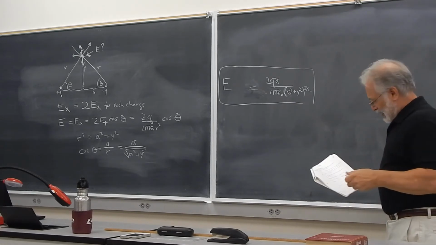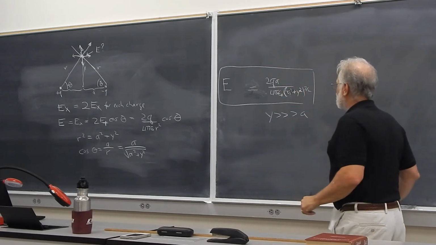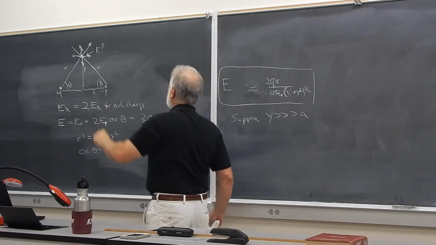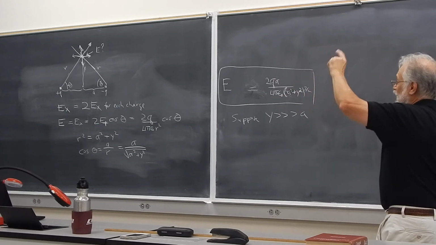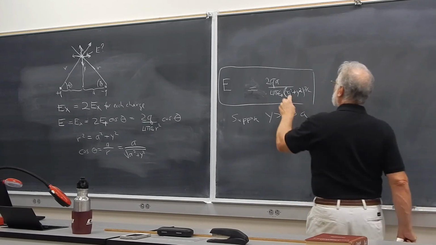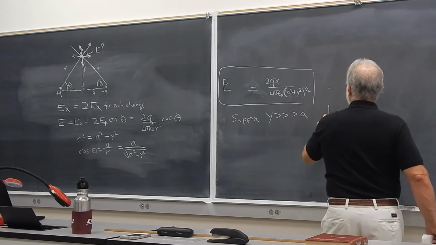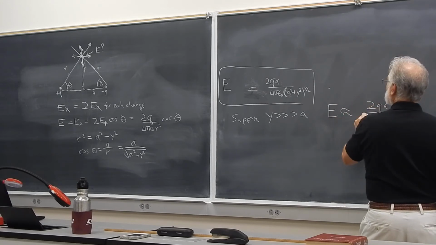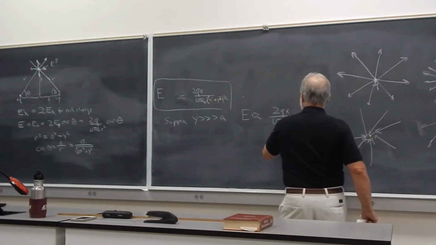Interesting follow-up on this. Suppose we have a case where Y is much, much greater than A. So suppose we're at a very far distance from the dipole, such that the distance between the charges is really small compared to the distance away from the dipole. If that's the case, we can neglect the A squared in the denominator. We can't neglect it in the numerator because we're multiplying by that. So in this case, E is approximately 2QA divided by 4 pi epsilon naught, and that's Y squared to the 3 halves, or just Y cubed.